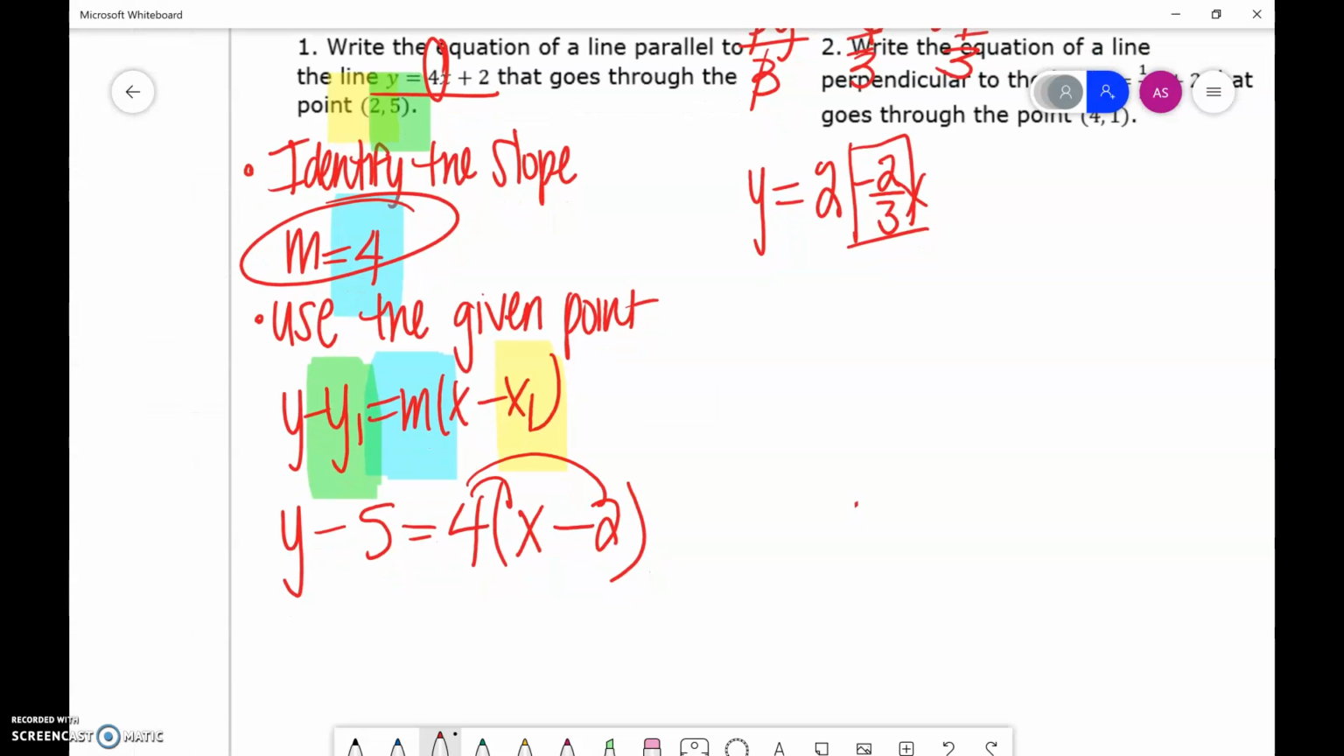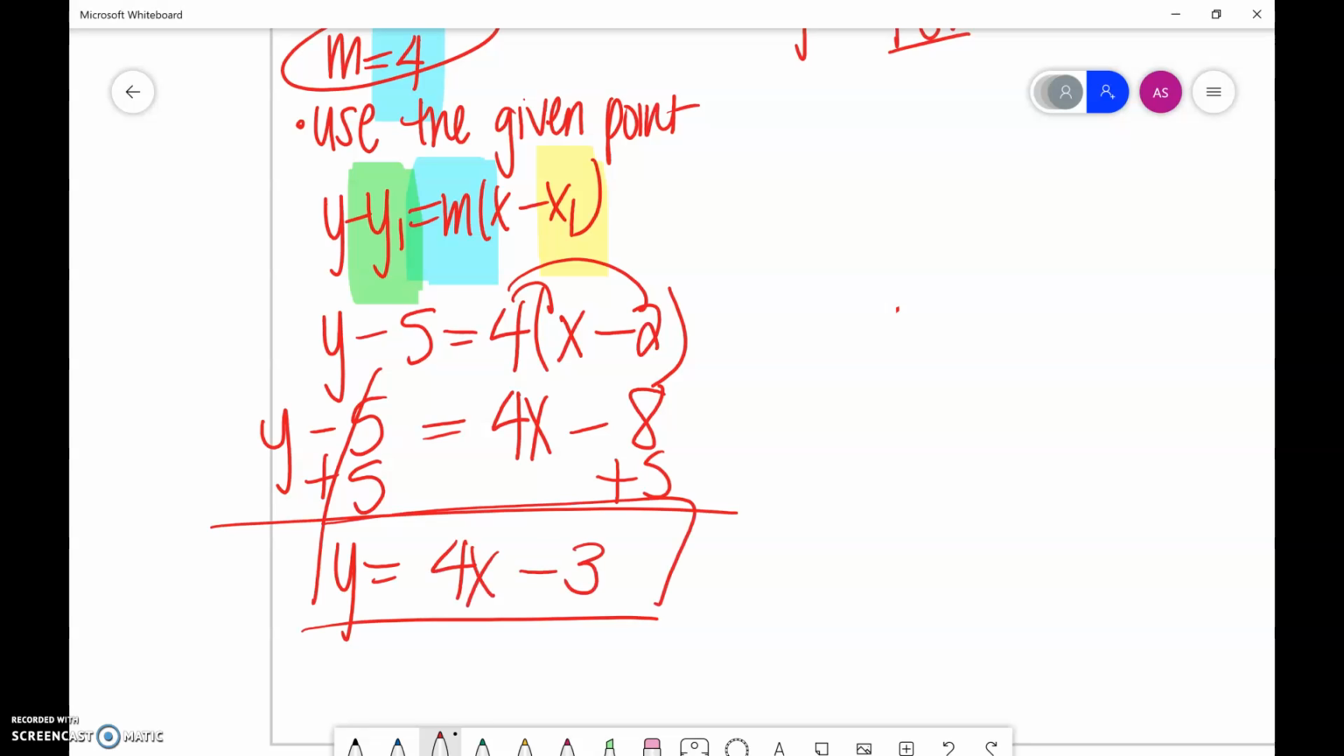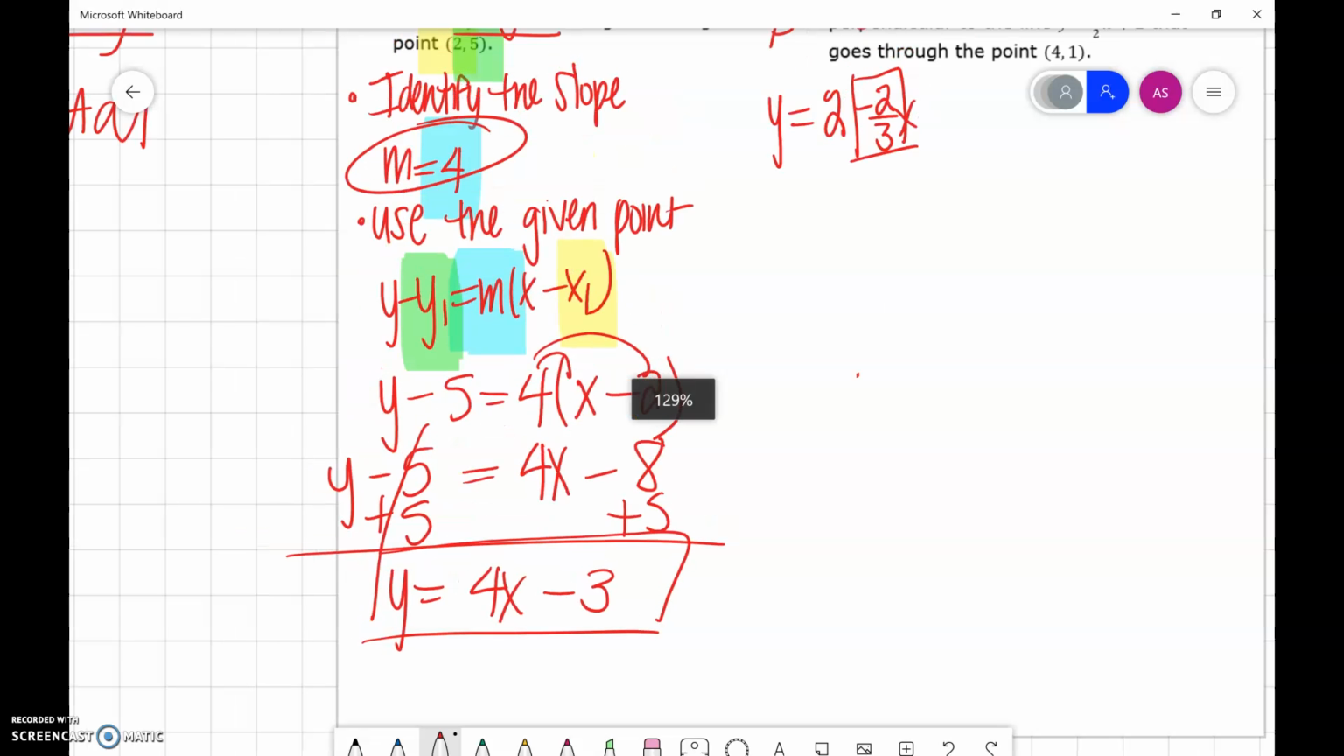So we still want to solve that out. We're going to have 4 times x, that's going to be 4x. We have 4 times negative 2, that's going to be negative 8. We're going to bring down our left side. Then we're going to have plus 5 on both sides. And I have y equals 4x minus 3. And this will be the equation of the line that's parallel to the given line that they gave me.